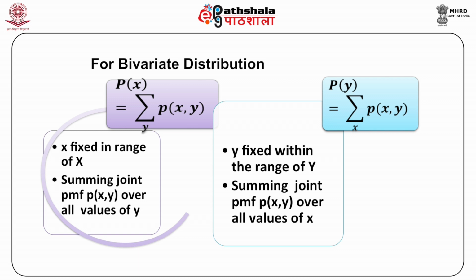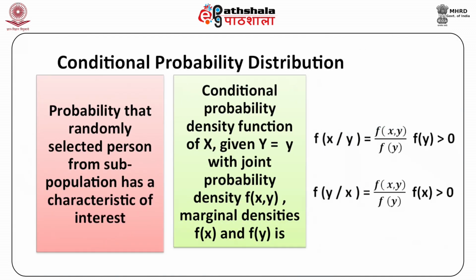Thus, in the present case, we have four conditional distributions of y given x. A conditional probability distribution describes the probability that a randomly selected person from a subpopulation has the one characteristic of interest. Conditional probability functions for continuous distributions.